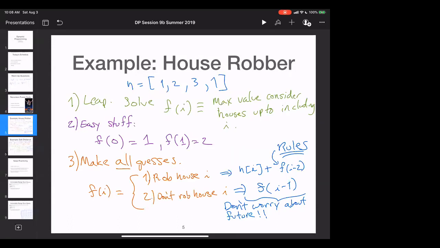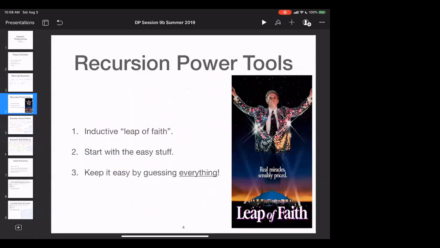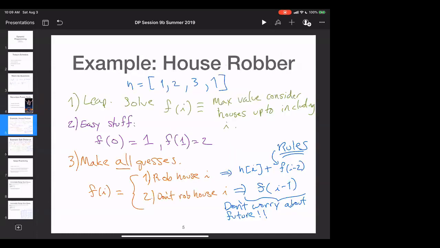So we had this house robber problem that I had you guys do during the mock interviews. And now I want to apply these three steps that I've presented here, which I'm just going to call the inductive leap of faith, which is just some fun terminology that I'll show what it means again, but I described it last time. Then go and start with the easy stuff afterwards, and then keep it easy by guessing everything. The point is that this should never feel hard once you're following these steps. The only hard part is just framing the problem in that way that allows that to happen. The steps themselves should be somewhat rote and mechanical.